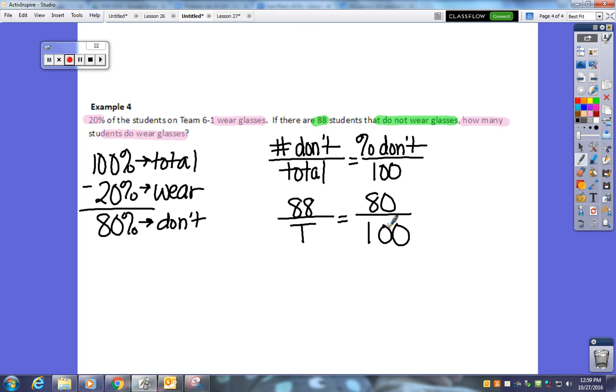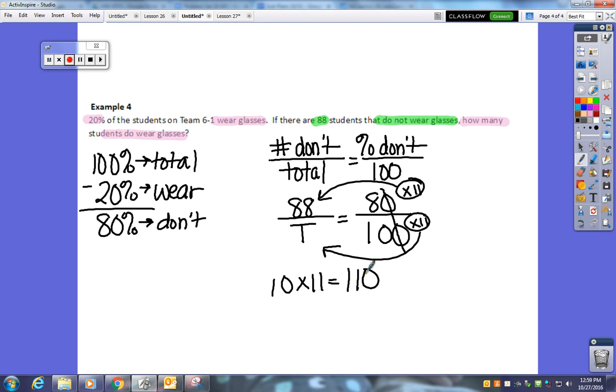I'll need to simplify. I'm going to take a 0 for a 0, or in other words, divide both by 10. 8 does go into 88, so I can stop my simplifying process there. 8 times 11 is 88. 10 times 11 will give us our total. Since 10 times 11 is 110, that is our total number of students on Team 1.